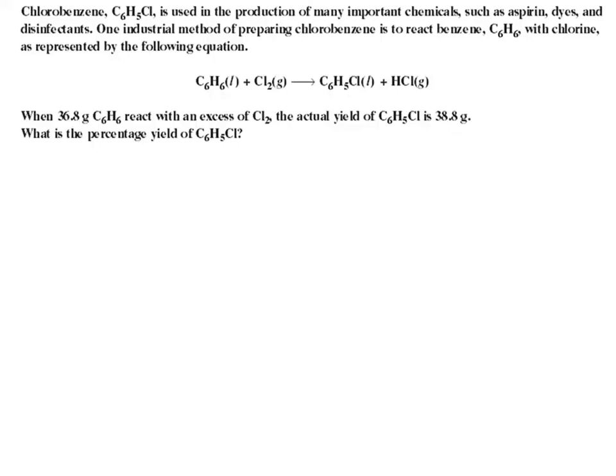The first thing you do in every problem is make sure it's a balanced chemical equation, and this one is. The equation is percent yield equals actual yield divided by theoretical yield times 100. And the only reason you multiply it by 100 is so that you can turn it into a percent.